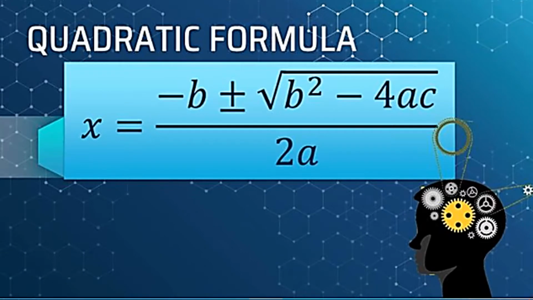This is the quadratic formula. x is equal to negative b plus minus square root of b squared minus 4ac all over 2a. Please memorize this. Again, the quadratic formula is x equals negative b plus minus square root of b squared minus 4ac all over 2a.